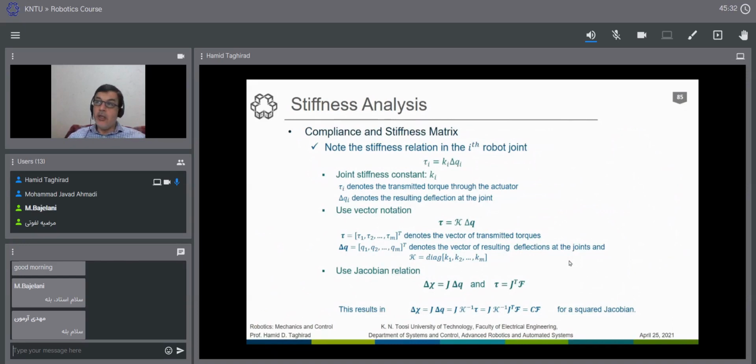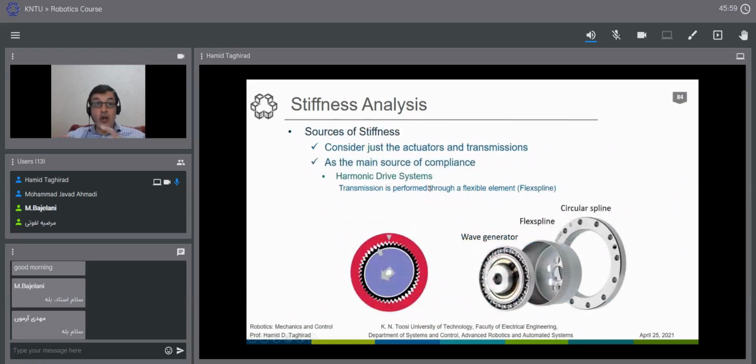We can say, okay, each joint, for example, has a deflection or a stiffness. If we apply a torque tau i here, there is a deflection, a small deflection delta q i in terms of position. And what is the relation between that? This is the relation given by the joint stiffness constant.